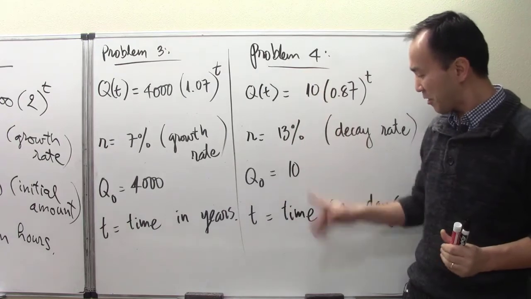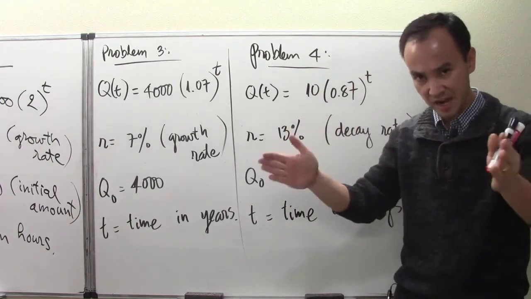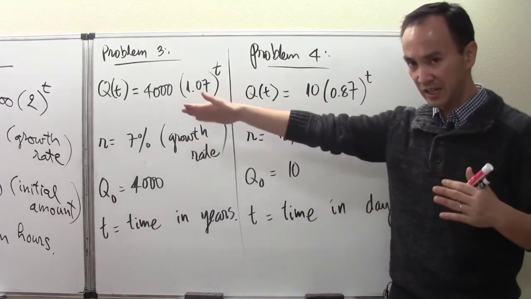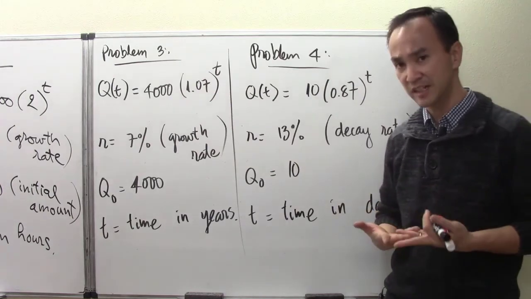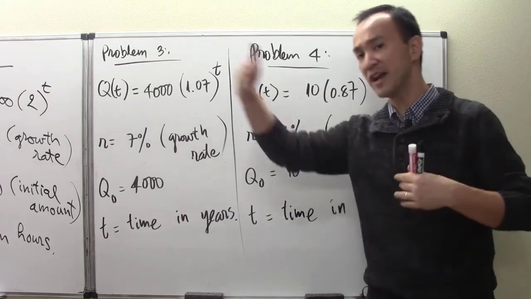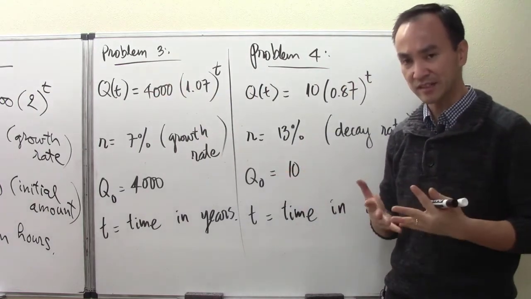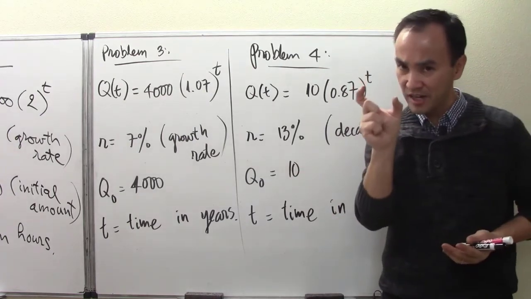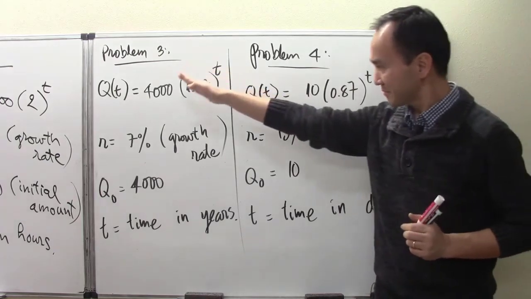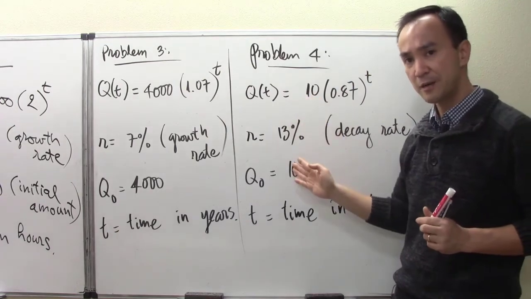Like in this problem here, time was in days, so each period is a day. A day is one period. The next day is already the next period. In the earlier problems the time is in years, so 1 year is one period. The next year is t equals 2, the next year is t equals 3, whatever. In some other problems t is in hours, which means 1 hour is one period. So some problems are a growth process and some other problems are a decay process.